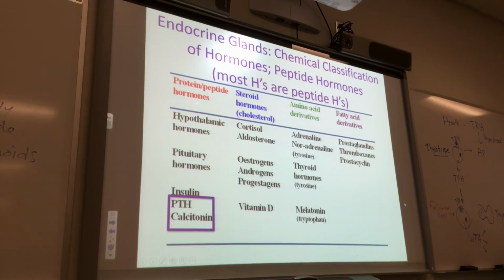Here's protein and peptide hormones. All these guys, I've got a box around PTH and calcitonin. That's what we're going to talk about next. And then here's the steroid hormones.